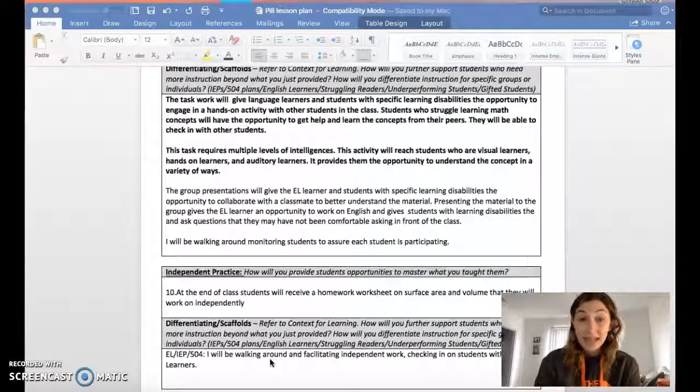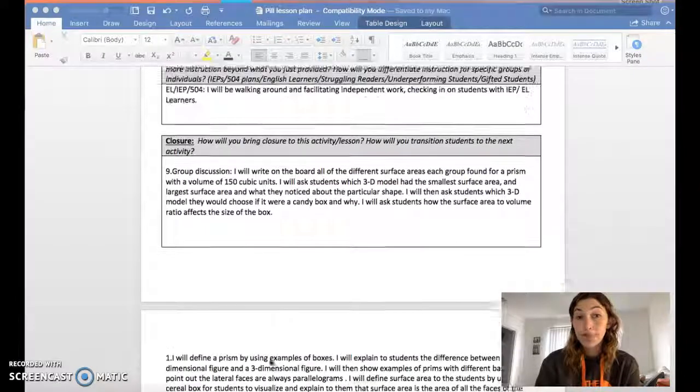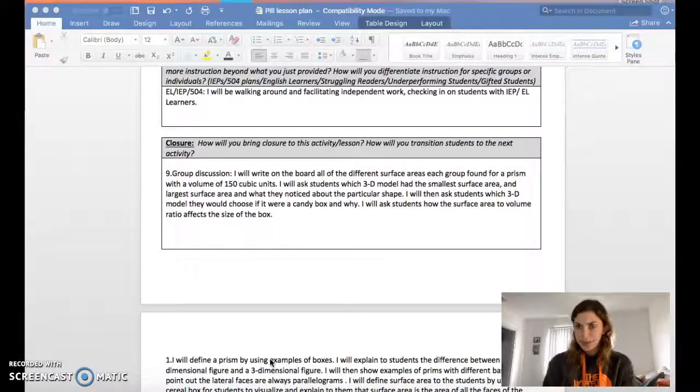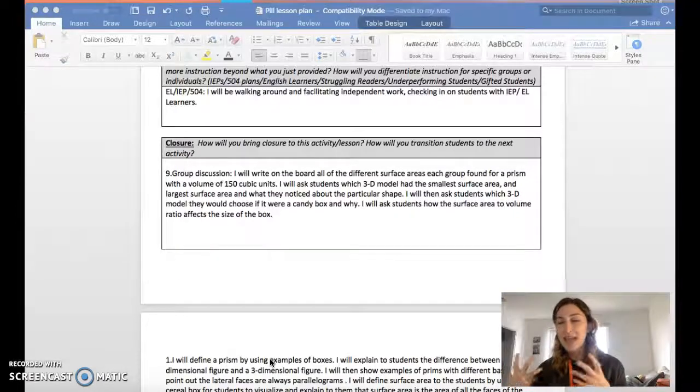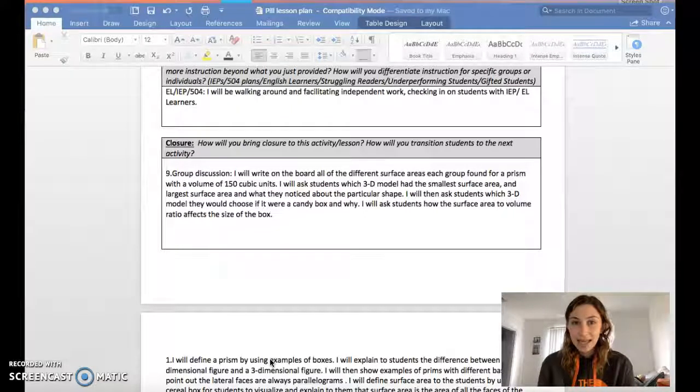And then at the end, we're going to talk about what they observed in their groups, what they observed about the different shapes, which shapes look like they have a smaller surface area, and which shapes look like they have a larger surface area, among the prisms that students have created. Then we're going to go back to our thoughts about choosing a candy, and now that they understand this concept, which one they actually feel has the most candy inside of it, now that they understand surface area to volume ratios. So this is my lesson plan.